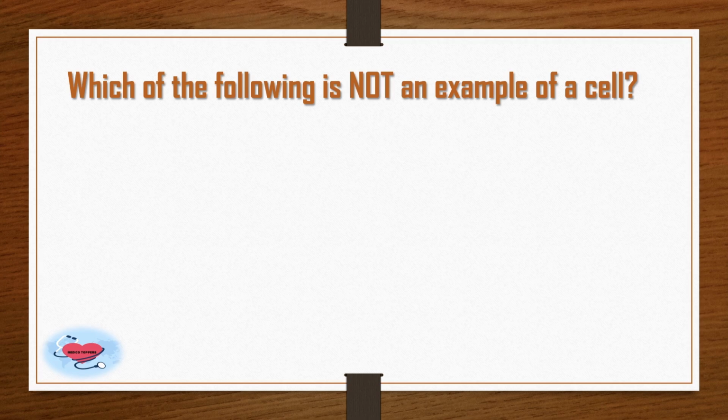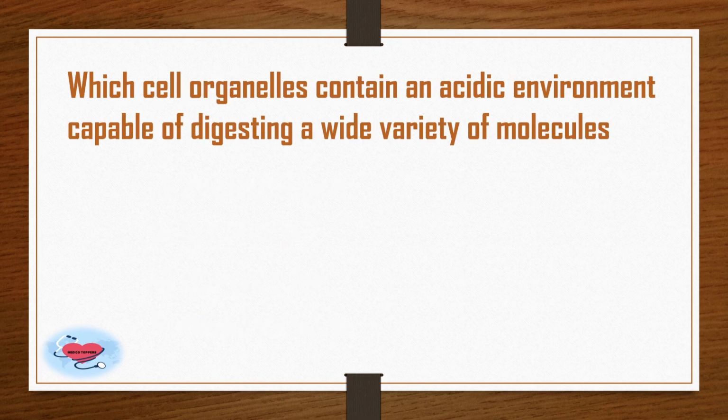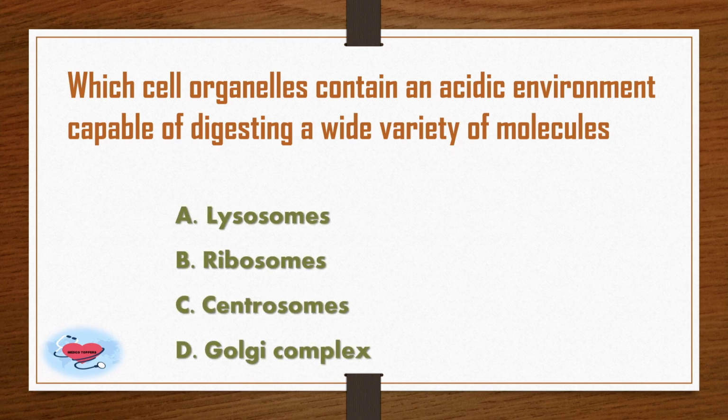Which of the following is not an example of a cell? Macrophage, lysosome, plasmocyte, chondroblast. Answer is B, lysosome. The term some refers to an organelle within the cell. So that is the answer. Which cell organelles contain an acidic environment capable of digesting a wide variety of molecules? Options: lysosomes, ribosomes, centrosomes, Golgi complex. And the answer is lysosome.